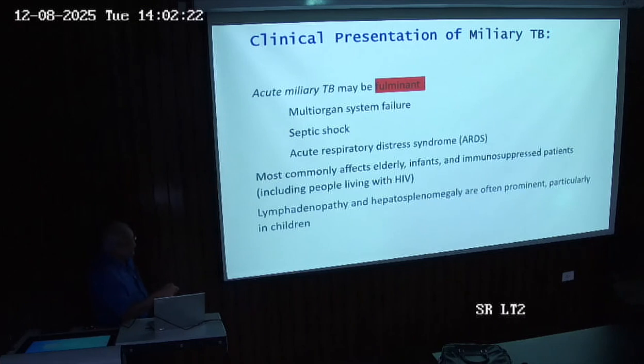What are the subjects affected? Elderly individuals, infants, immunosuppressed patients, particularly those living with HIV. So, these are the findings. Lymphadenopathy and hepatosplenomegaly are often prominent, particularly easily palpable in children.